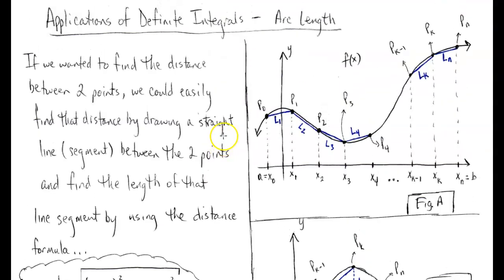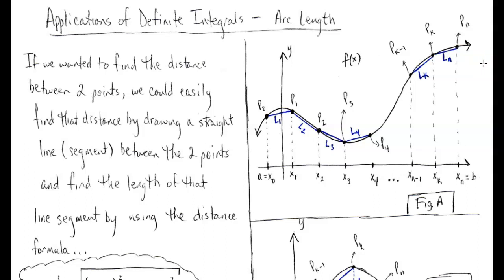However, if we had a situation where, let's say, a particle was going along a path, and the path of that particle follows a lot like what this function does here, then of course it wouldn't be so simple to just use the distance formula, because again, the shortest distance between 2 points is a straight line, and as you can see here, f of x is not a straight line. So we would have to find another way to do that.